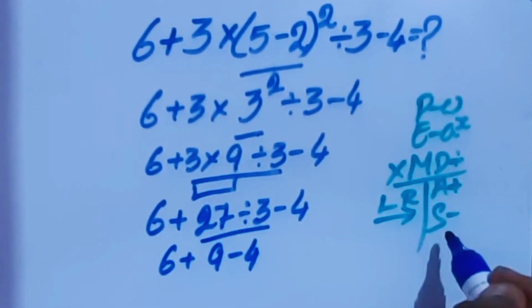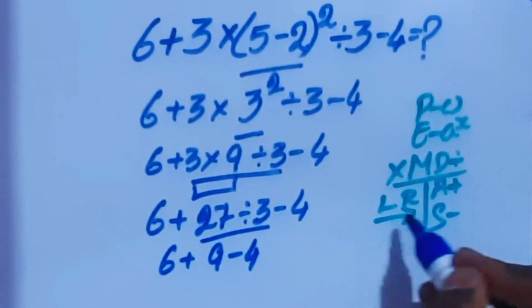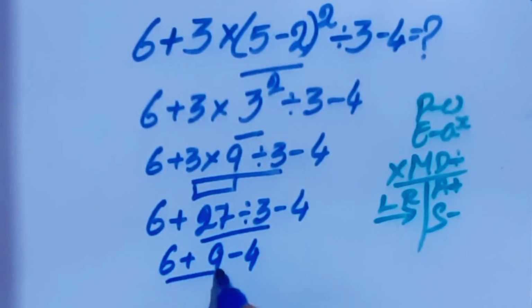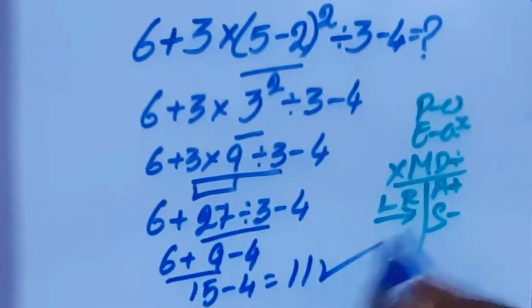Here we have addition and subtraction with equal priority. For this equal priority, we have introduced this left to right rule. Here left to right is 6 plus 9. 6 plus 9 is 15, minus 4 is 11, which is the correct answer.